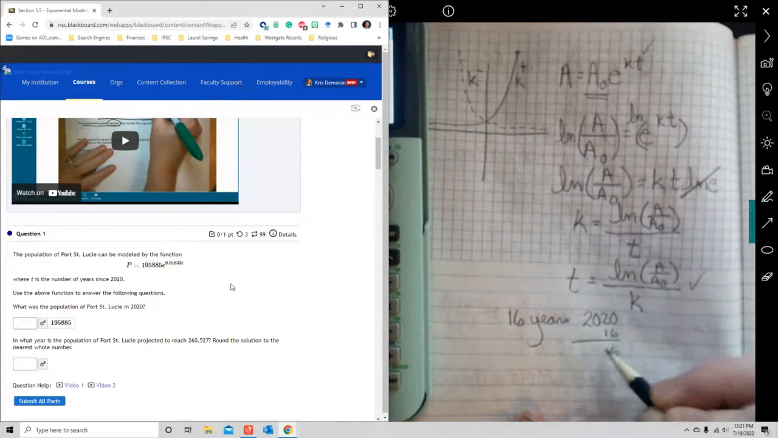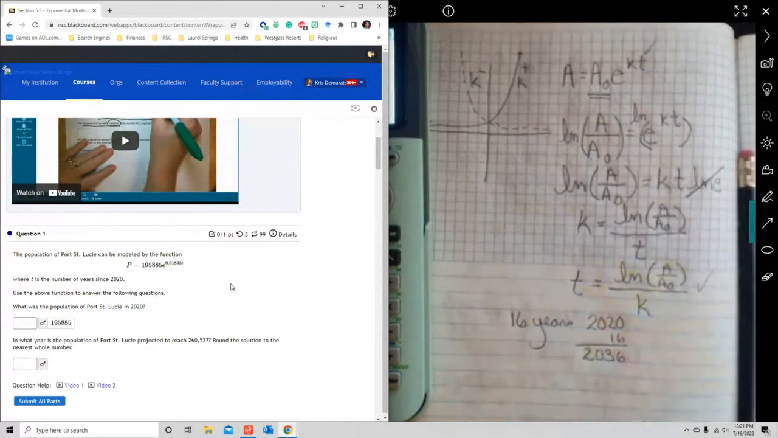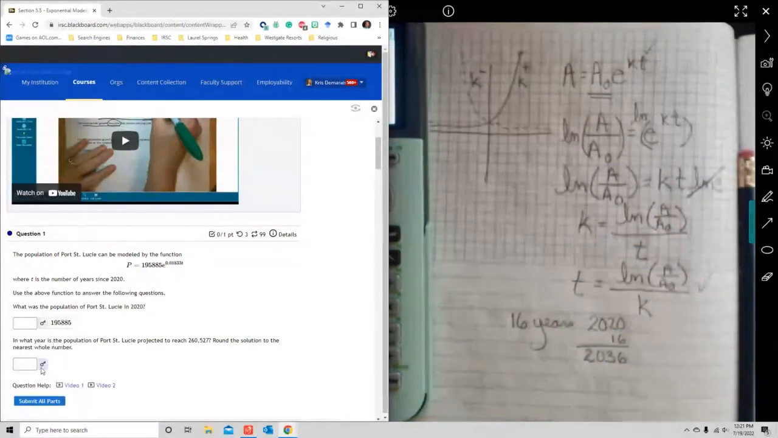So we get 2036 is when that year will happen for this projected value to occur. And there we have our answer.